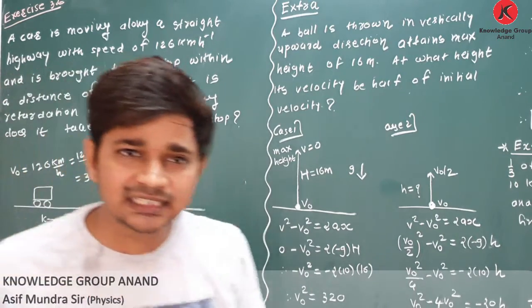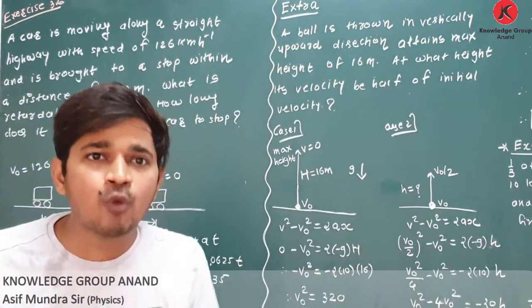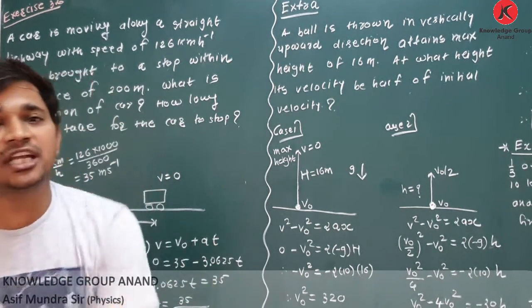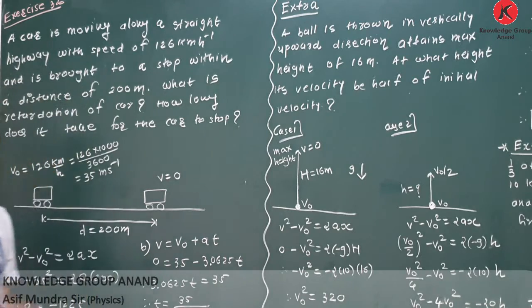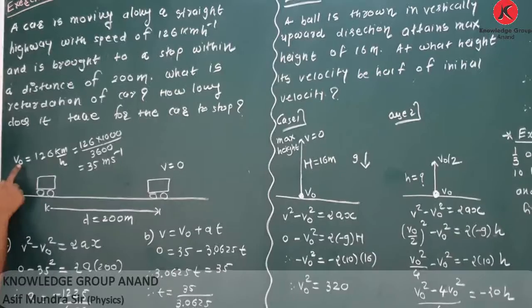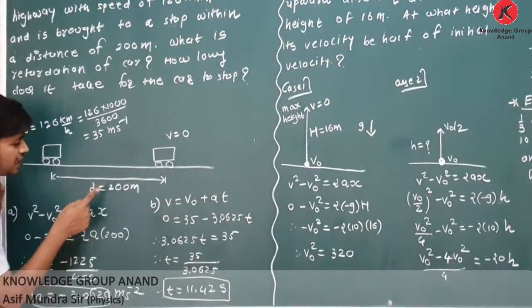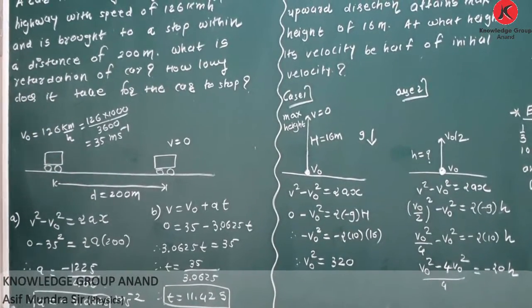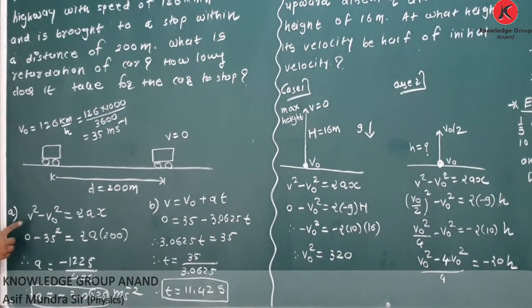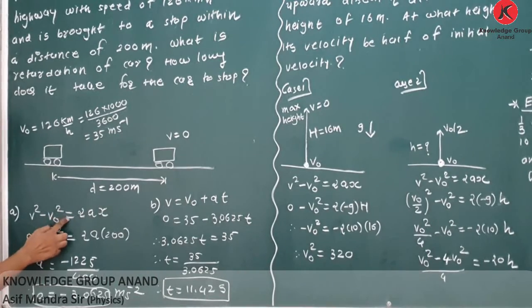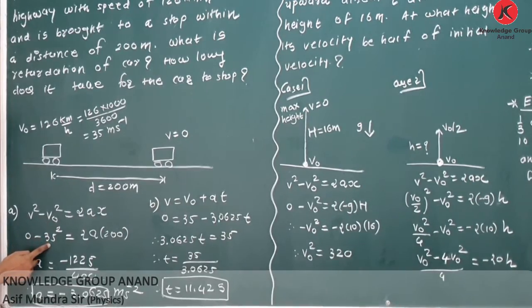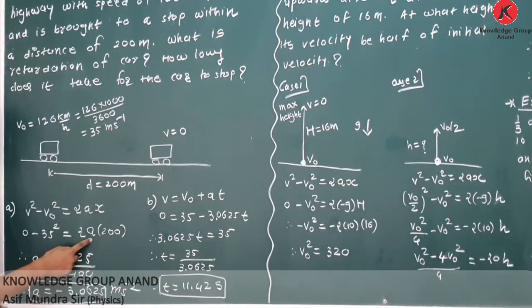Your speed decreases and the vehicle stops when brakes are applied. Brakes are applied means it is a case of retardation. To solve this question, which equation do you have to use? Initial velocity, final velocity, distance are given, and your question is what is the retardation? The equation relating all this is v square minus v0 square is equal to 2ax. Final velocity 0, initial velocity 35, and a you have to find.